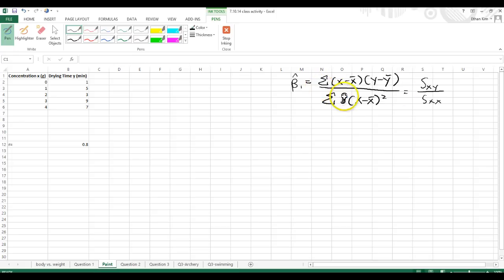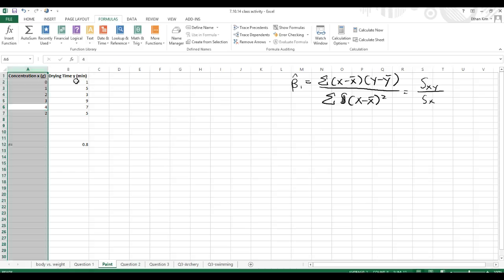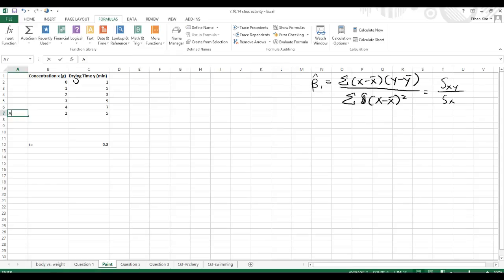Looking at the formula, first of all, we need x bar and y bar. This is x and this is y, so we're going to do x bar and y bar. It equals the average of these 5 values, and the average is 2 in this case, and here the average of these 5 values is 5. So let me make another column for these averages.